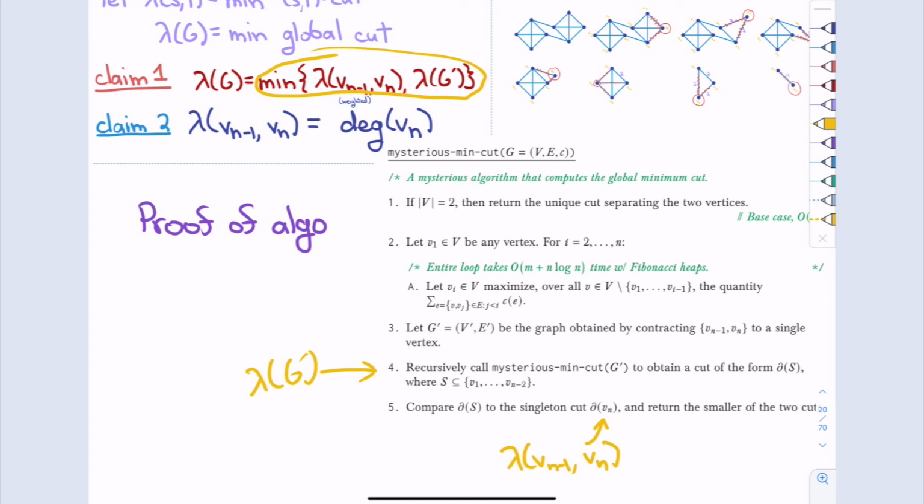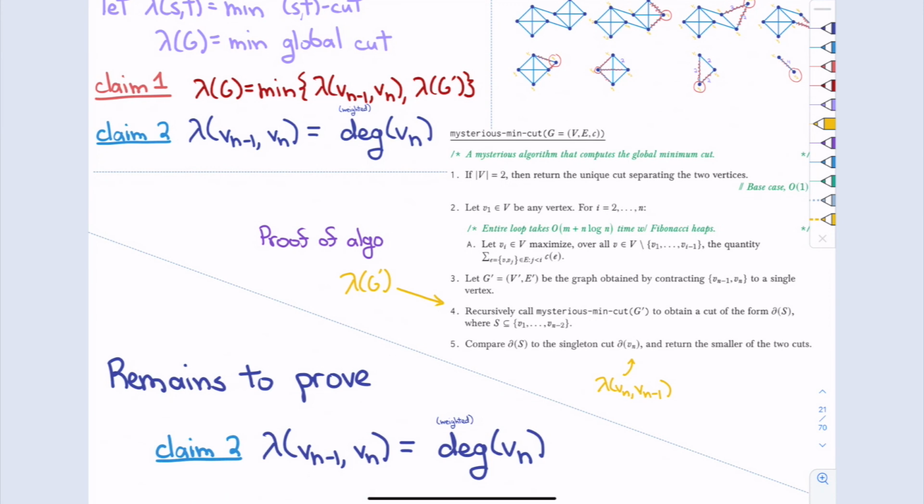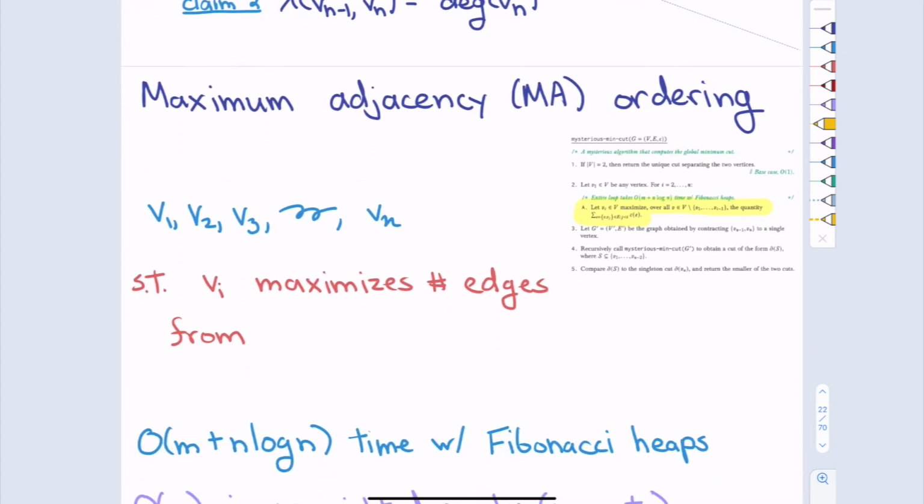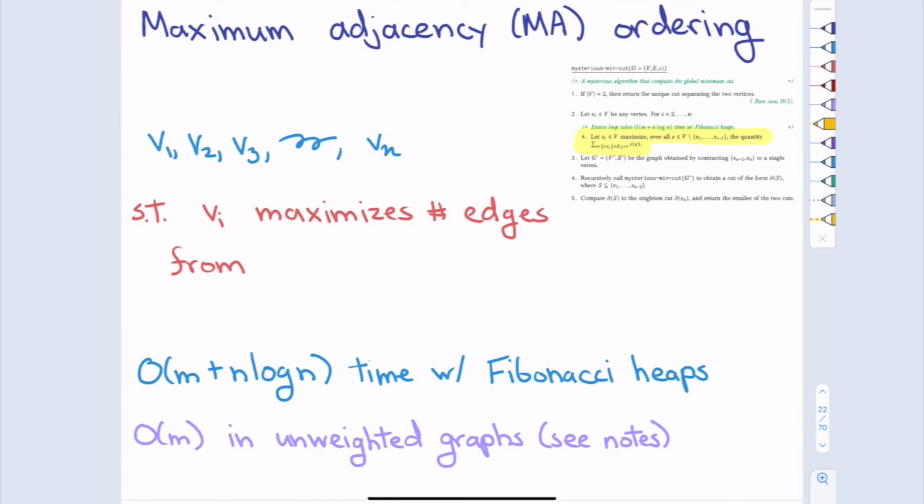So really, claim 1 wasn't as hard to show. It really comes down to why on Earth the minimum cut between the last two vertices of this bizarre ordering would be induced by just the last vertex on one side. That's what we have to prove, and then we're done.